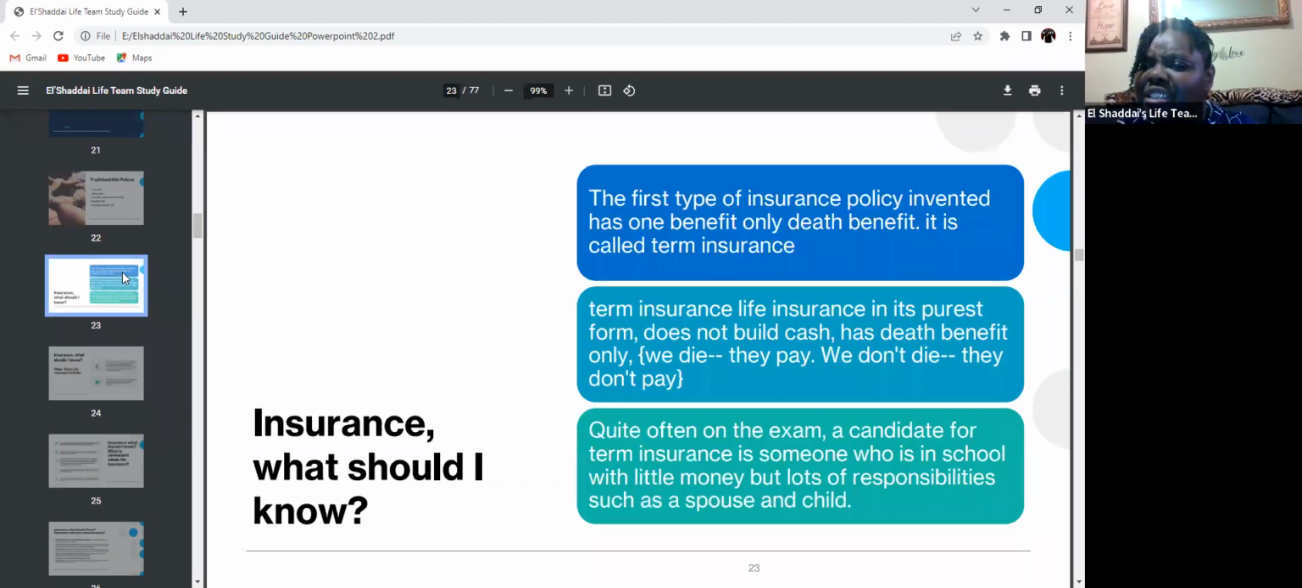Okay. The first type of insurance that came out, it had one benefit. What was that benefit? Term insurance in its purest form does not build cash value. It has a death benefit. Death benefit only. We die, they blank. We don't die, they blank. Quite often on the exam, a candidate for term insurance is someone who is blank with little blank, but lots of responsibilities, such as blank and blank.